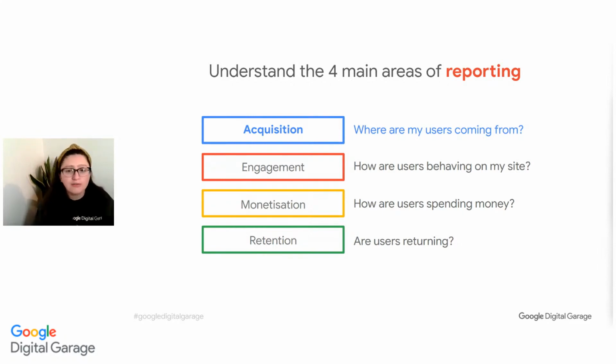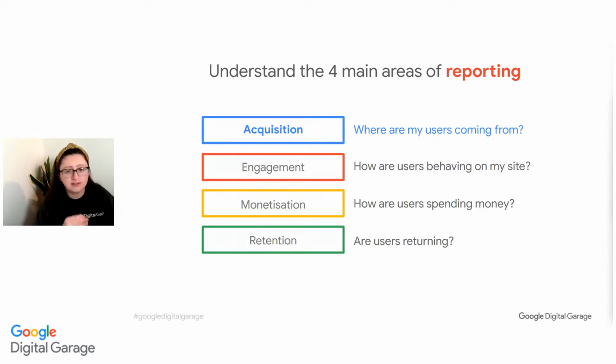In regards to the other 4 reports, still definitely take note here so that you can start to understand the type of information you'll find in each of these areas. Engagement, we're going to be asking the question, how are users behaving on my site? In monetization, we're going to be thinking activation, action. How are users spending money? And the final report there, retention, are users returning? How can we nurture them to become a repeat customer or a brand ambassador?